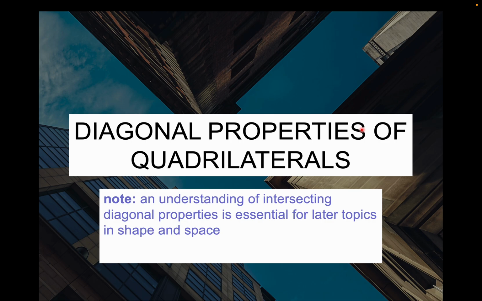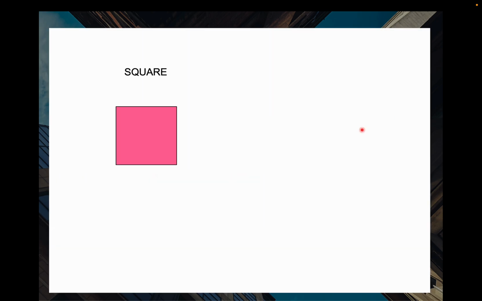So what about the diagonal properties of quadrilaterals? Note that understanding the intersection of diagonal properties is essential for later topics in shape and space. So try to understand it here or memorize it here. For the square, we have 2 diagonals. What's a diagonal, if you're going to remember that? The diagonal is a line that connects or joins 2 vertices of a shape.